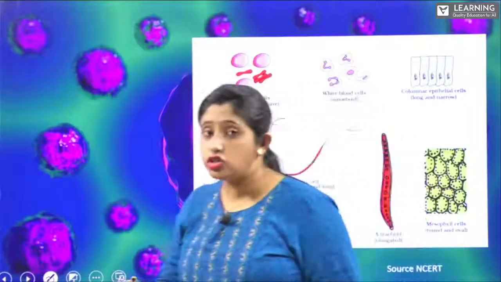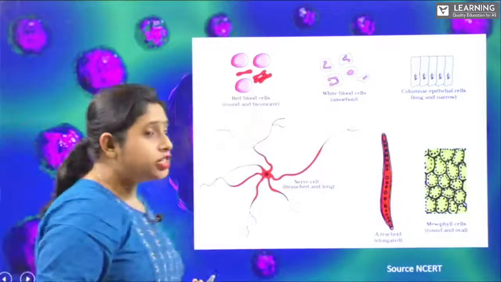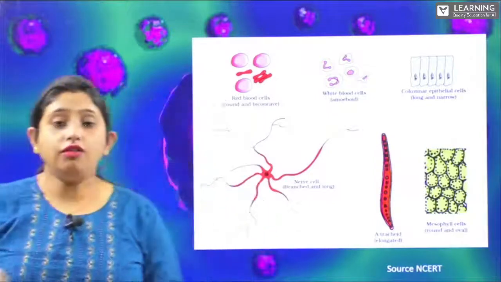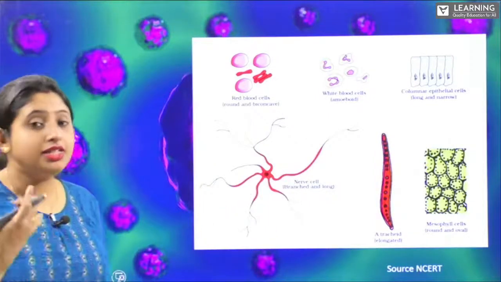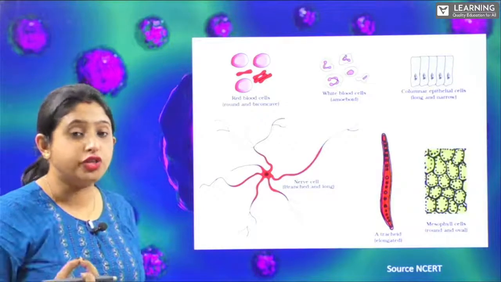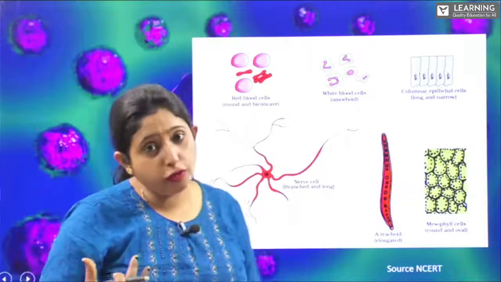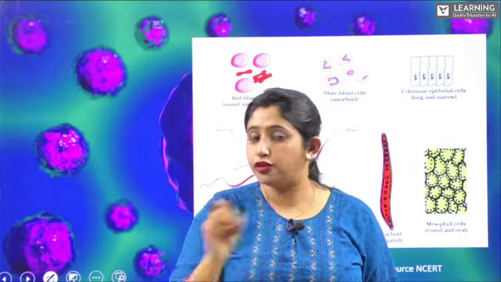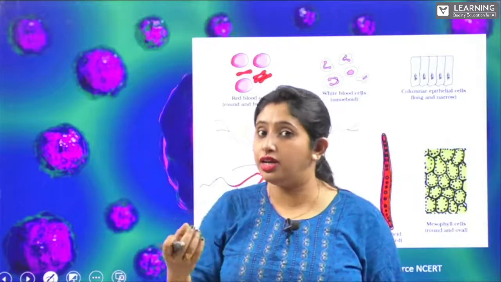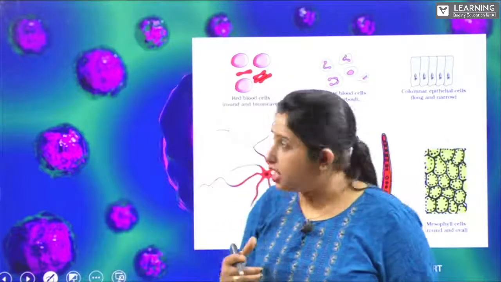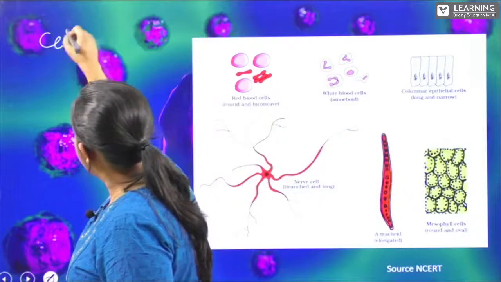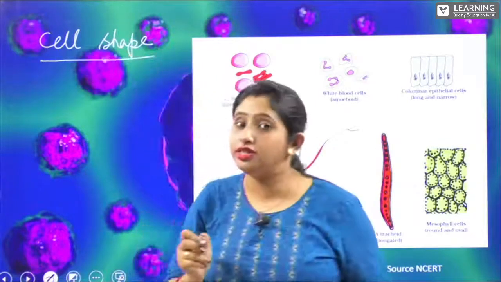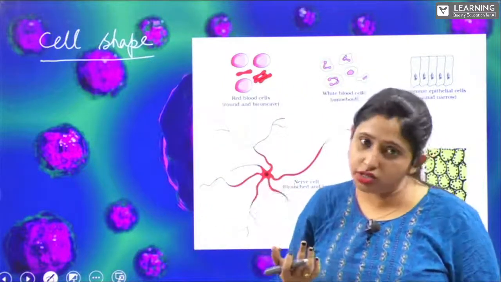Now let us talk about the shapes of the cell. As you can see in this picture, the various shapes of the cell. In our body we have different cells, and these cells have different shapes. In bacterial cells also, they have different shapes. We'll learn it in detail in the prokaryotic cell in the next class. So, what are the different shapes of cells?